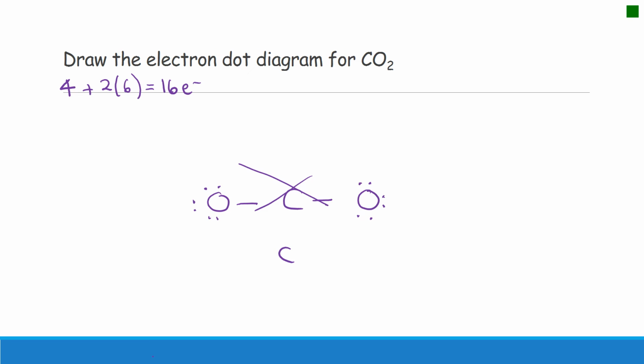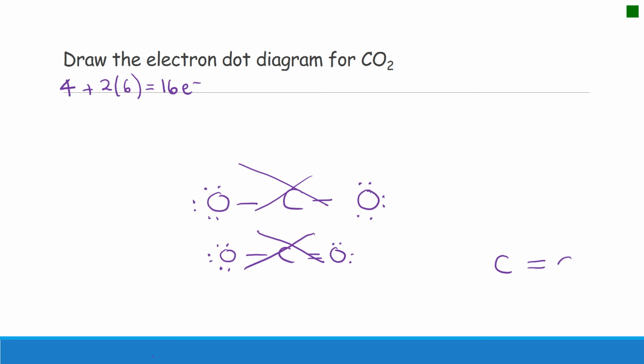So I'm going to try again, this time with a multiple bond. This time I'm going to put a double bond here and a single bond here. I complete the octets for the outer atoms, 2, 4, 6, 8, 2, 4, 6, 8. Do my electron count, 2, 4, 6, 8, 10, 12, 14, 16. I've used up all my electrons. Does my central atom have 8? 2, 4, 6. No, it is wrong. So I'm going to try again.